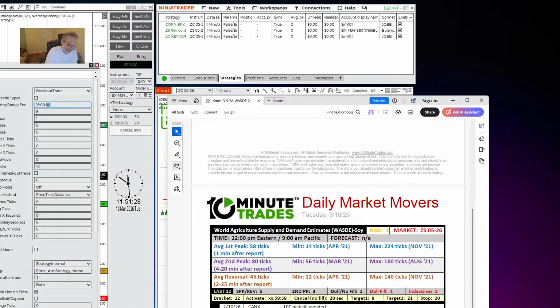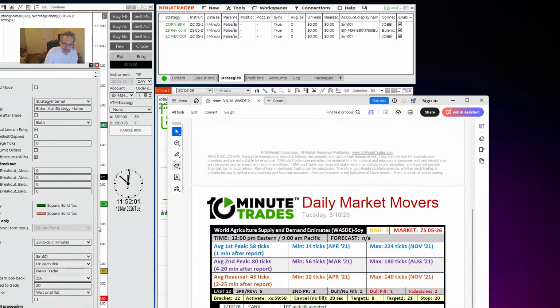We're going to activate at 11:59:58. Bracket of 12, a little bit bigger bracket on soy. Targets of 8 and 25. Stop is 20. Target 1 stop move will be a BE minus 2, just like corn. And then this is trading. We'll label it ZS breakout. Trading in my funded account.